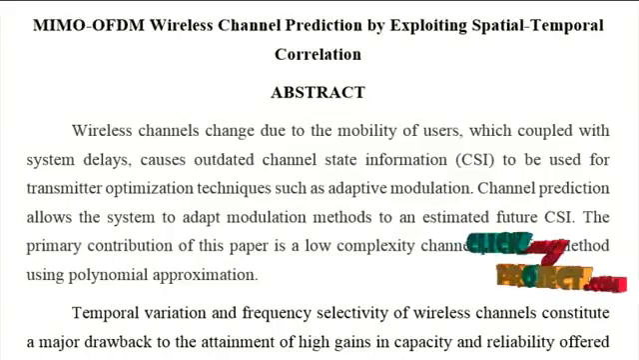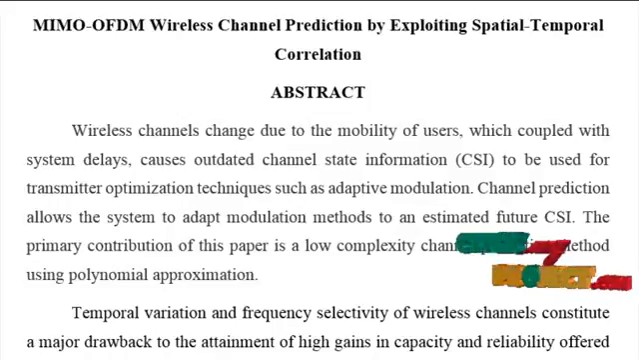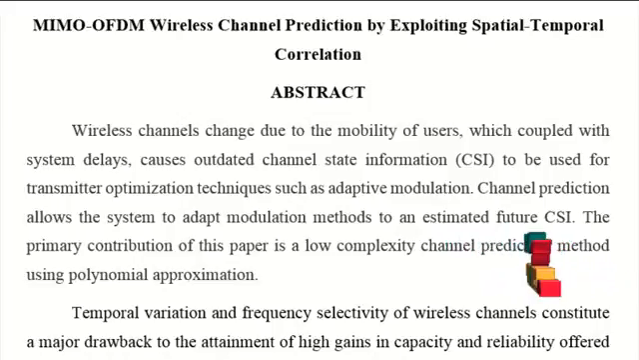Temporal variation and frequency selectivity of wireless channels constitute a major drawback to attaining the high gains in capacity and reliability offered by multiple antennas at the transmitter and receiver of a mobile communication system. Limited feedback and adaptive transmission schemes such as adaptive modulation and coding, antenna selection, power allocation and scheduling have the potential to provide the platform for attaining the high transmission rate, capacity and QoS requirements in current and future wireless communication systems. These schemes require both the transmitter and the receiver to have accurate knowledge of channel state information.